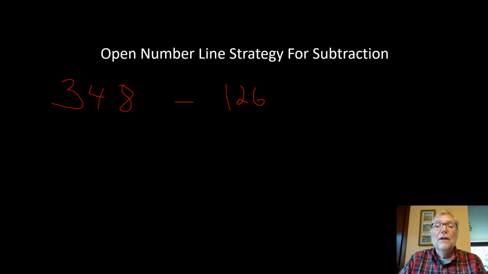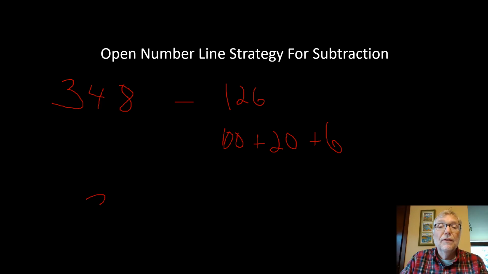126. Now the things that I want to focus on, first of all, is you can tell right off that if I was going to use the algorithm, I do not have to regroup. I'm not going to have to borrow. So the idea with the open number line strategy is I'm not really focusing on whether or not they have to borrow or not. So the next thing is that I'm going to take the 126 and expand it. Hopefully last week you were able to work on expanded form and all the students were able to see a number and expand it. So we know that's 100 plus 20 plus 6.